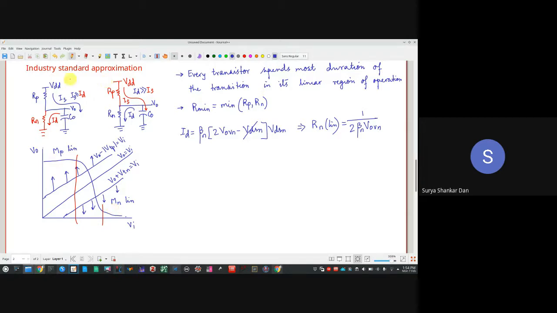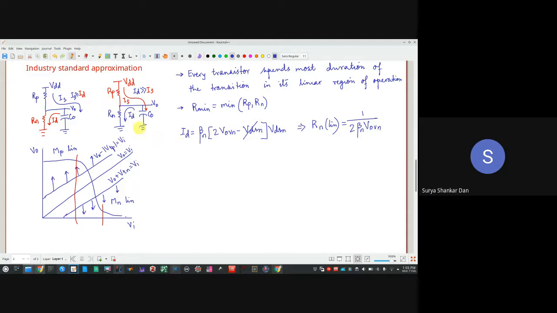So since one of them will be in linear and the other in saturation, the net effective resistance seen by the output capacitance will only be due to the linear region. The transistor which is in the linear region will determine the net effective output resistance seen by the output capacitor, whether it is pull up or pull down, whether it is rise time or fall time. So with that in mind, the analysis now is very, very simple.